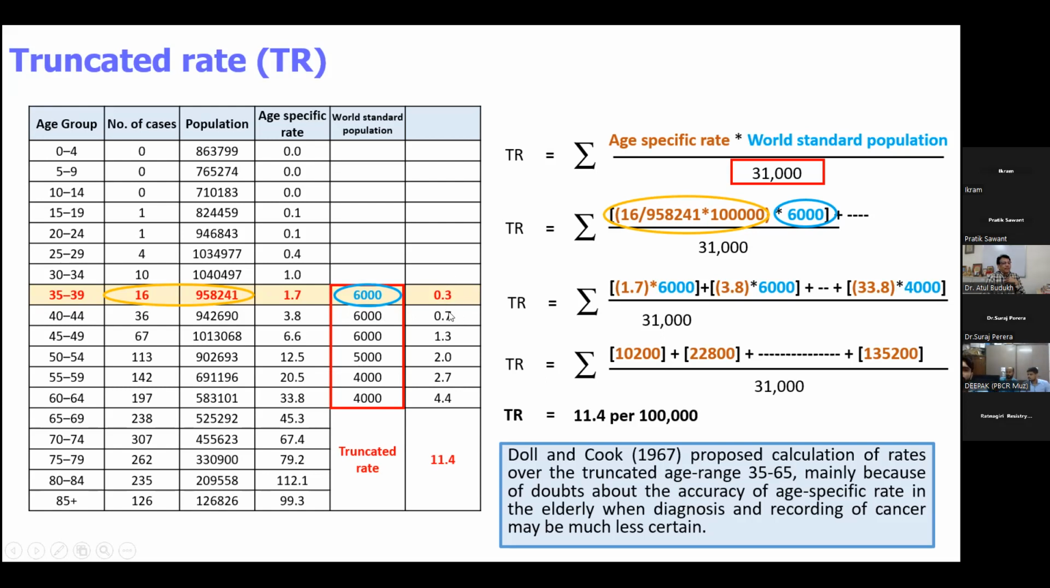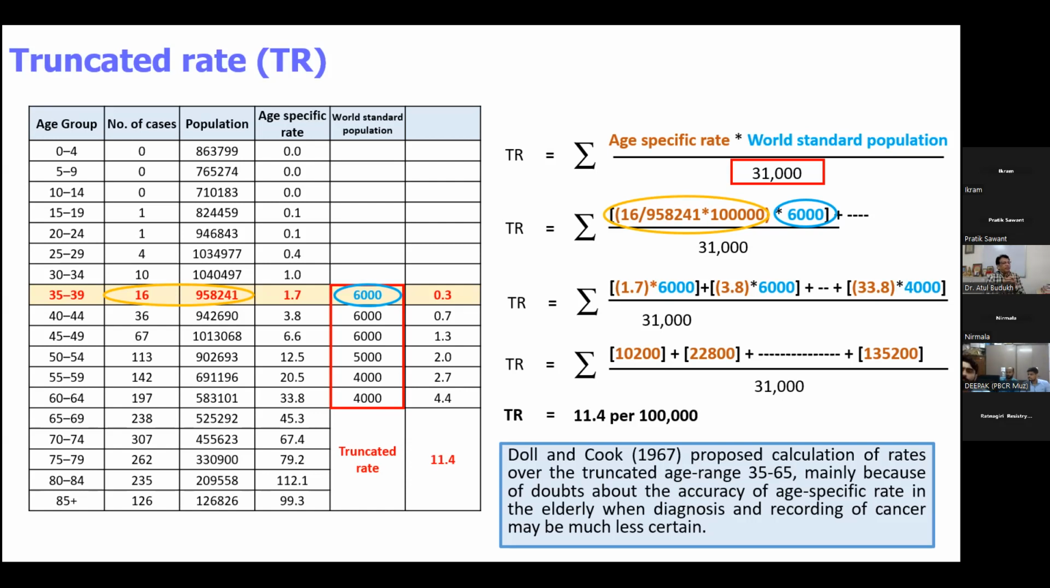Can you do the summation, Deepak? 0.3 plus 0.7 plus 1.3 plus 2 plus 2.7, 4.4. How much does it come to? So it's 11.4 mentioned over there, sir. Yes. So 35 to 64, which is called as truncated.